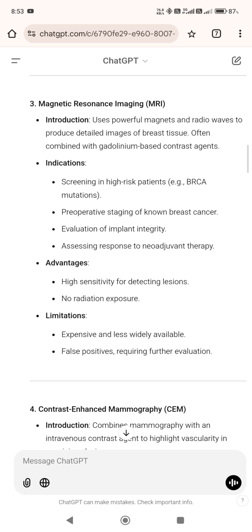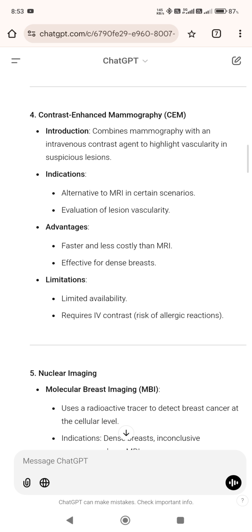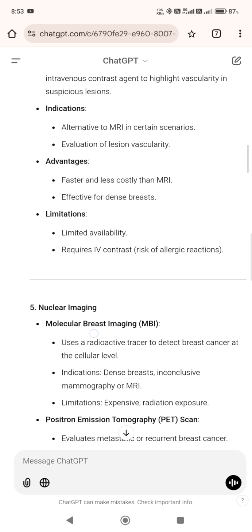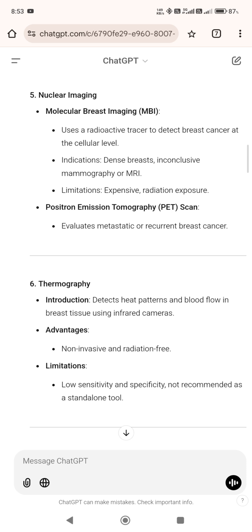4. Contrast-enhanced mammography, CEM. Introduction: combines mammography with an intravenous contrast agent to highlight vascularity in suspicious lesions. Indications: alternative to MRI in certain scenarios, evaluation of lesion vascularity. Advantages: faster and less costly than MRI, effective for dense breasts. Limitations: limited availability, requires IV contrast, risk of allergic reactions.